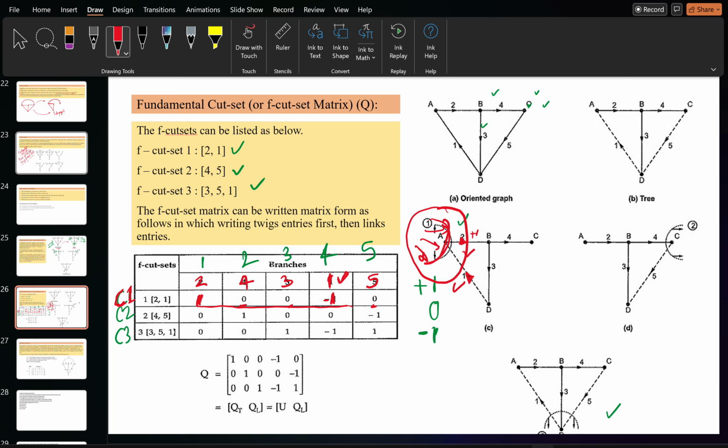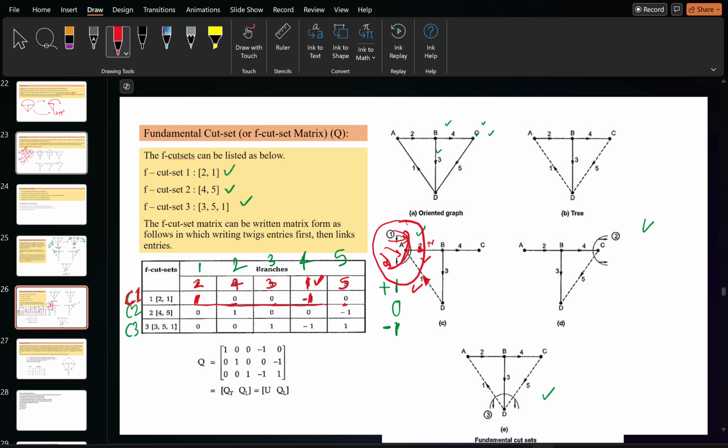If you are having any doubt, just let me know. So the basic methodology is to form a tree. Go to the nodes, check whether there is only one twig and any number of links can be there. The direction of that cut set is similar to the twig direction. If the branch current is in the same direction, take it as positive one. If it is in the opposite direction, take it as minus one. If the other branch is not connected, take it as zero.